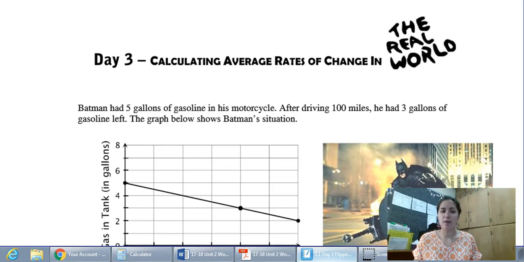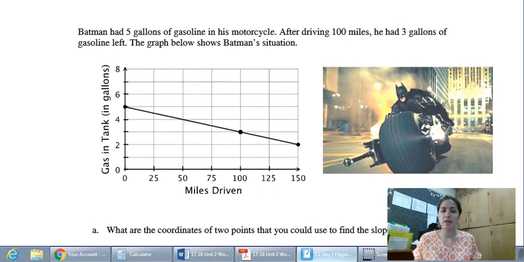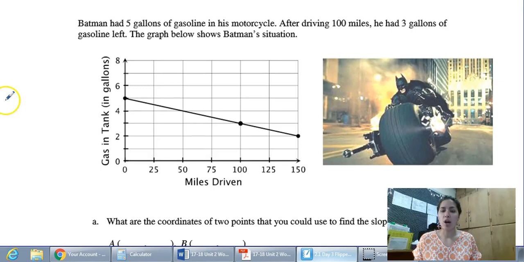And it is a Batman question. So it says, Batman had 5 gallons of gasoline in his motorcycle. After driving 100 miles, he had 3 gallons of gasoline left. The graph below shows Batman's situation. So here is the start. He hasn't driven any miles, and as he's driving, the amount of gasoline decreases. So it does make sense that this is a decreasing line.